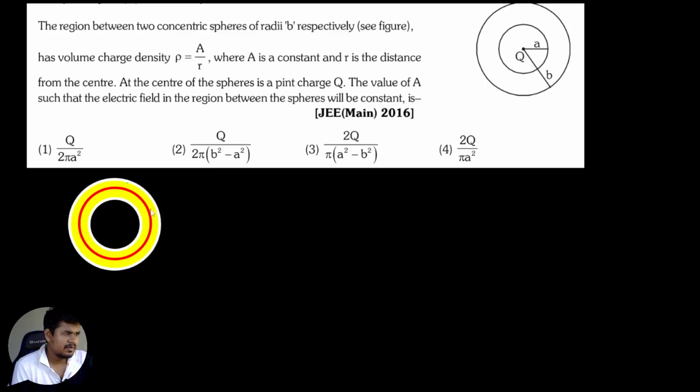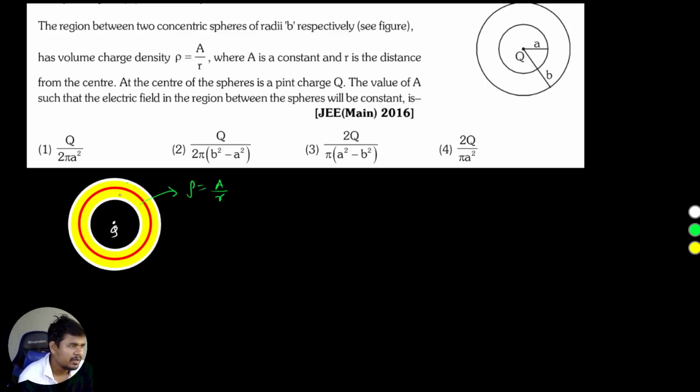So let us consider this sphere. You can see this is a cavity, and at the center I am putting a charge q, which is given in the question, and rho is a variable here in this region. Rho is varying, so we can denote this rho as rho equals a by r.